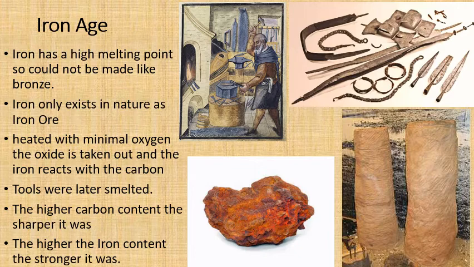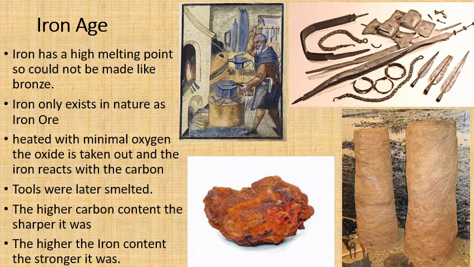Now, iron, on the other hand, is a metal which is found all over the world. So anyone could make iron. It's available. Now, it only exists in nature as iron ore. You're never going to find pure iron anywhere in nature. It's always going to be iron ore, which is iron mixed with oxygen. Now, the reason why no one had used iron up to this point was that iron has a very high melting point. It's around, from memory, I think it's about 1,500 degrees Celsius. So there's no way you're going to get a fireplace that hot.